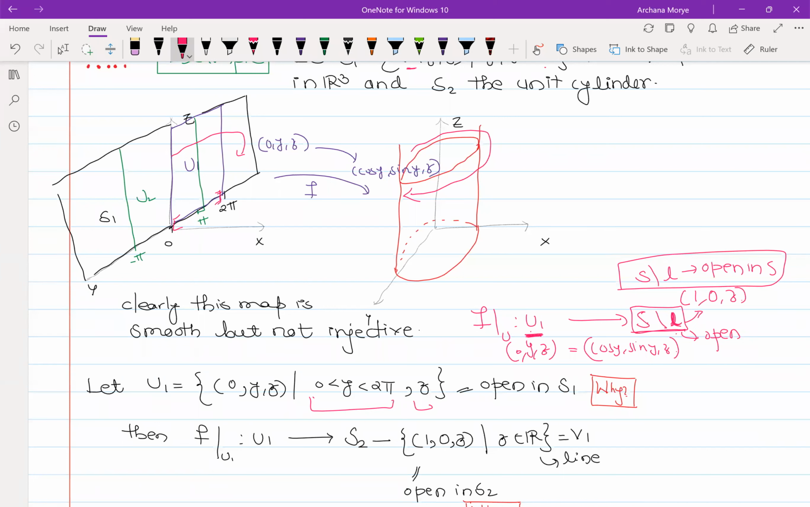So in fact, what you can do is take the entire R3 minus this line L. This is open, right? From R3, I can remove the line L. This is open because L is closed. And now if I take the intersection with S, what I'll get is an open subset of S. So because of that, this is open. So here I need to check: is this map a diffeomorphism?